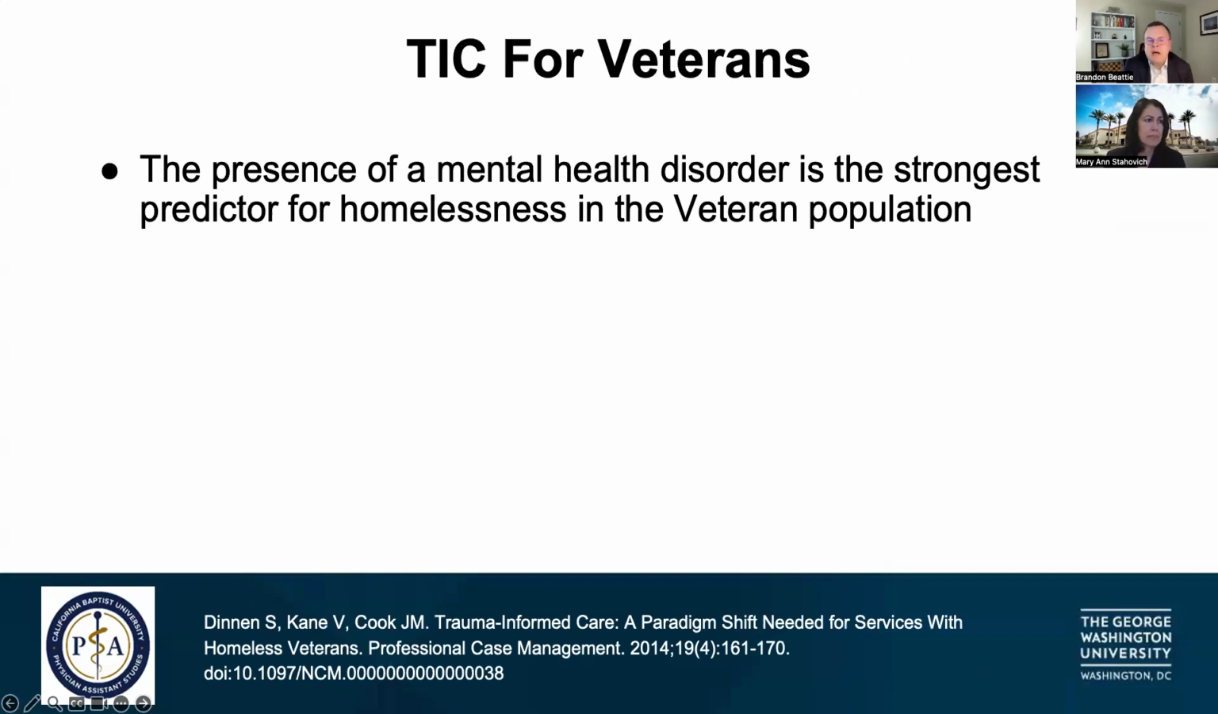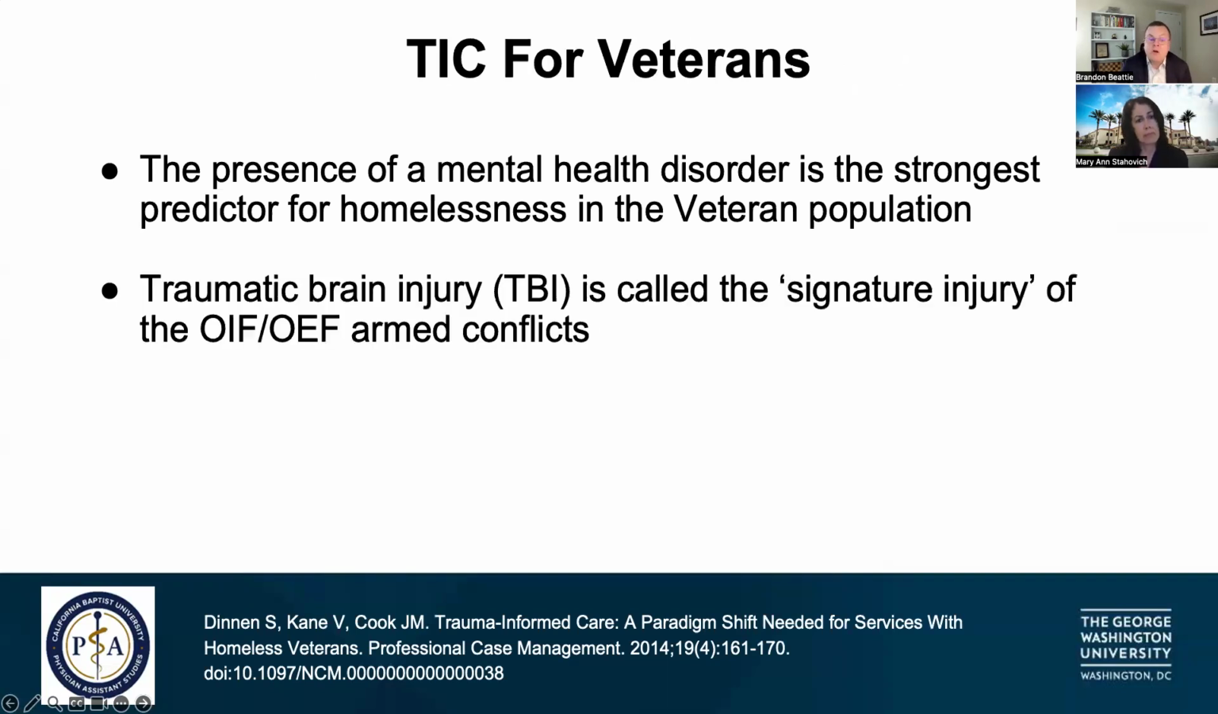The presence of mental health disorders is the strongest predictor for homelessness in the veteran population. Additionally, another strong risk factor for homelessness is traumatic brain injuries, or TBIs. And these have been called the signature injury of Operation Iraqi Freedom and Operation Enduring Freedom in Afghanistan for those armed conflicts.